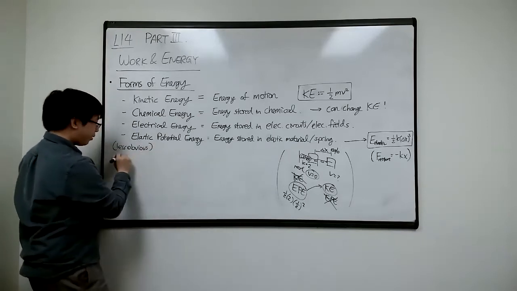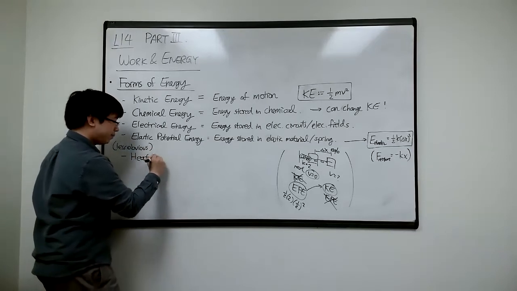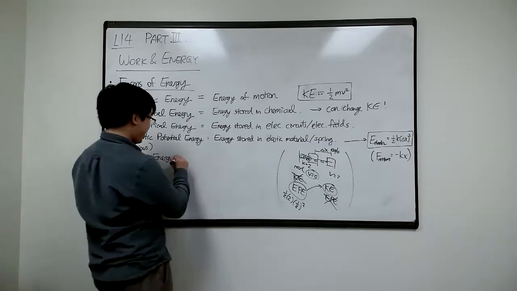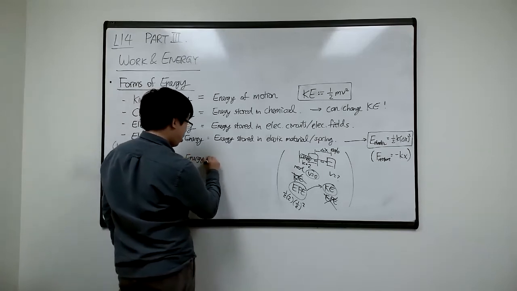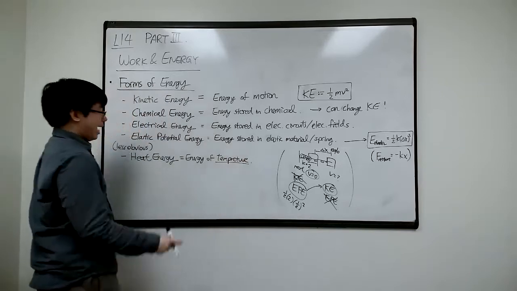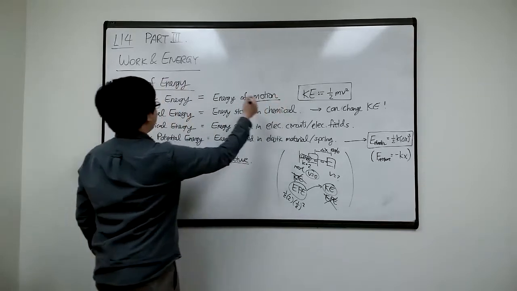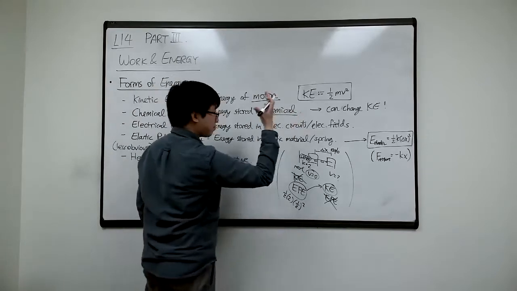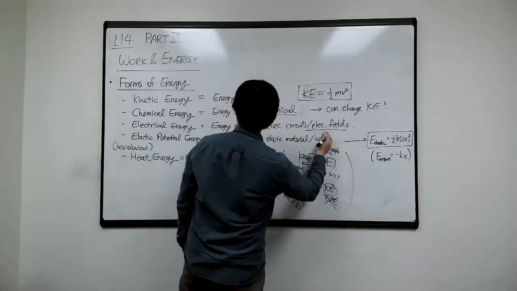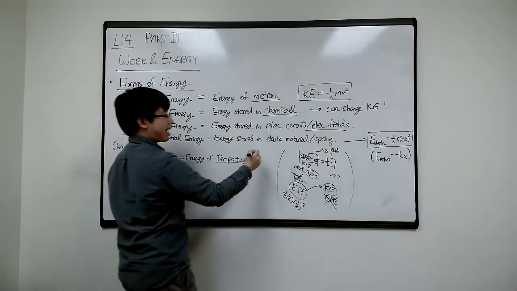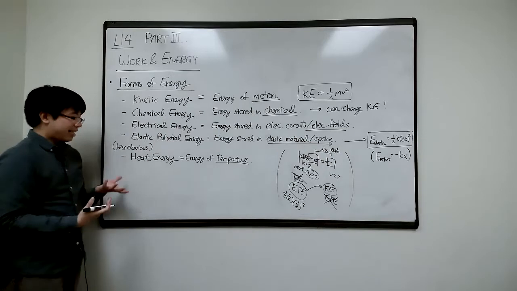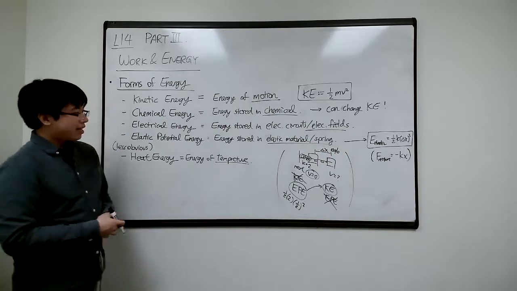It's also reasonable the moment I say it. For example, heat energy. So it's the energy of temperature. Anything that has a temperature has heat energy, just like anything that has motion has kinetic energy. Anything that has chemical composition has chemical energy. Anything that's made out of electric fields has electrical energy. Anything that is a spring or elastic material has elastic potential energy. Anything that has temperature has heat energy. You and I have heat energy.